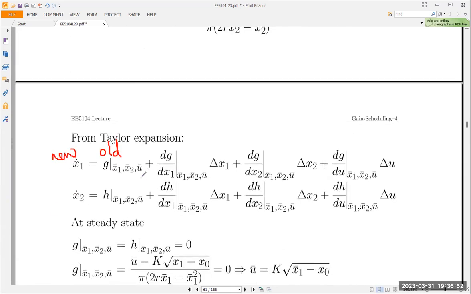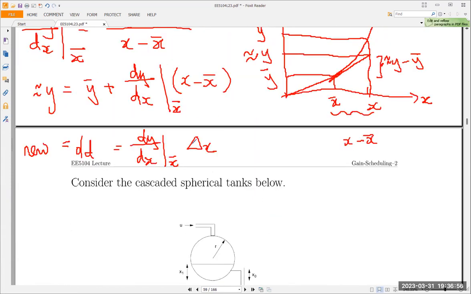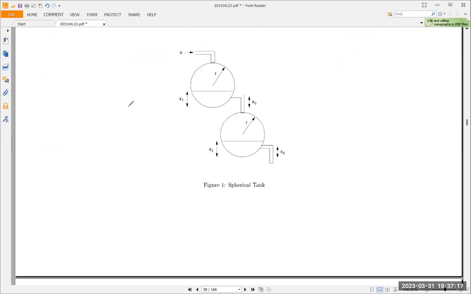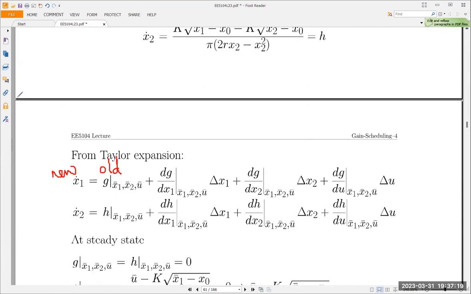All right, the OG, this is the OG. How come it's OG? Because the bars are all the old ones. If you look at this, this is the old value. All right. Y bar is the old one. When you have the bars, they are the old ones. So these are at the bar, the old one.